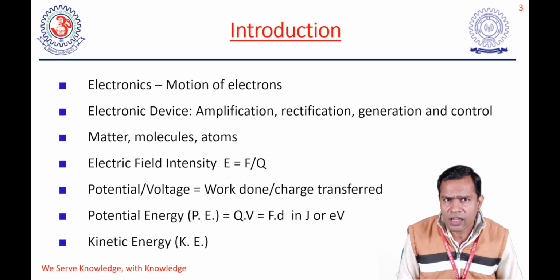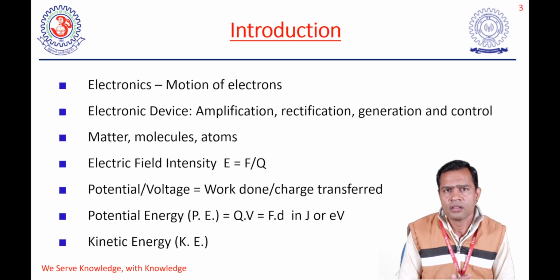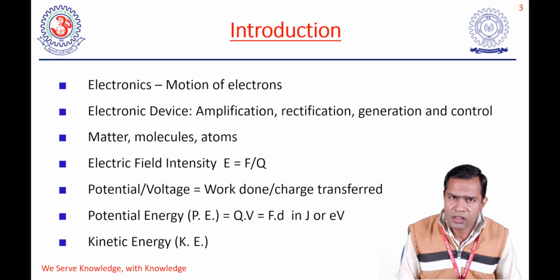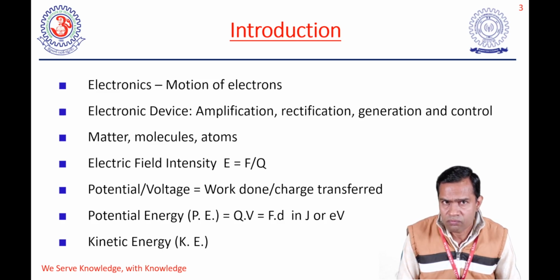And the other one is the kinetic energy. So kinetic energy is given by half mv square, where m is the mass of the particle or electron and v is the velocity. So total energy of the electron can be given as potential energy plus kinetic energy, and overall energy of the electron is negative.